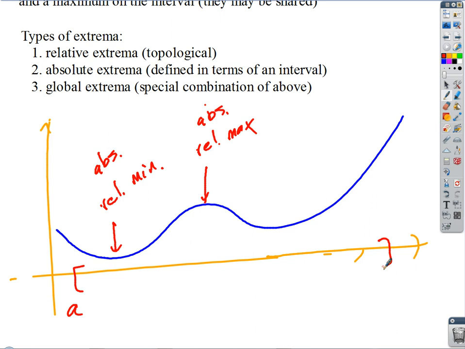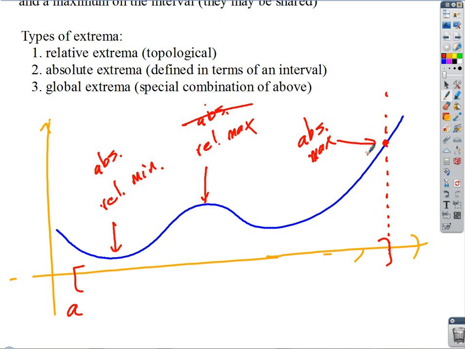What does that do? Changes the absolute maximum, because now the right boundary of this interval includes this infinite upslope, doesn't it? And it cuts us off right there. So now this is still a relative maximum, isn't it? Because it's a peak. But where is the absolute maximum on our interval? Aha, yeah, the absolute maximum is now right there. Make sense?